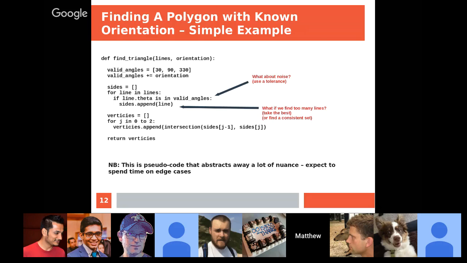The OpenCV implementation of the Hough transform returns lines in ranked order of strength, so how many votes they got in the Hough accumulator. So we could take the strongest line with an angle of 30, the strongest line with an angle of 90, and the strongest line with an angle of 330. And that's what I did in the implementation I whipped up to show you some results.